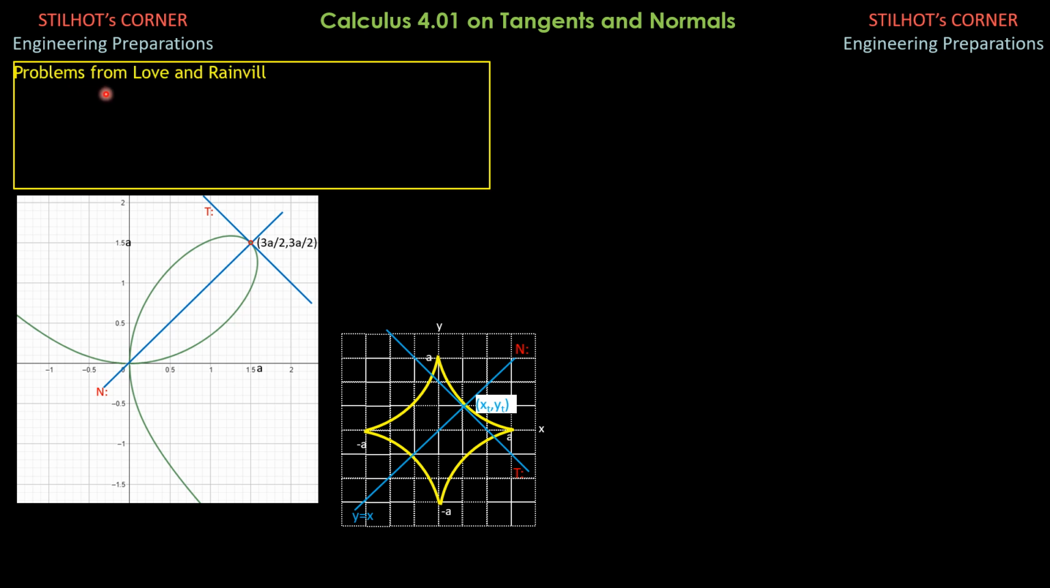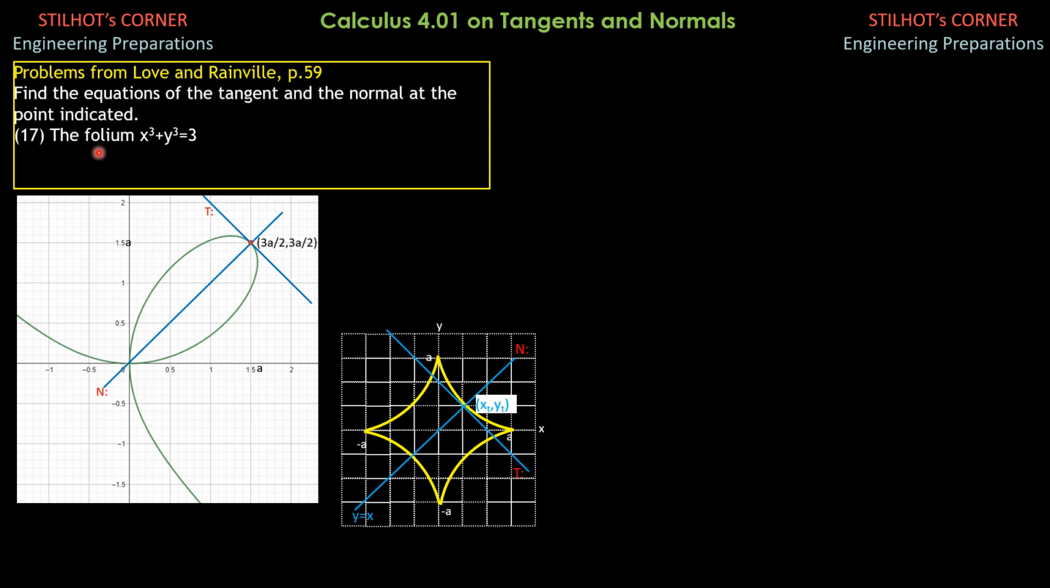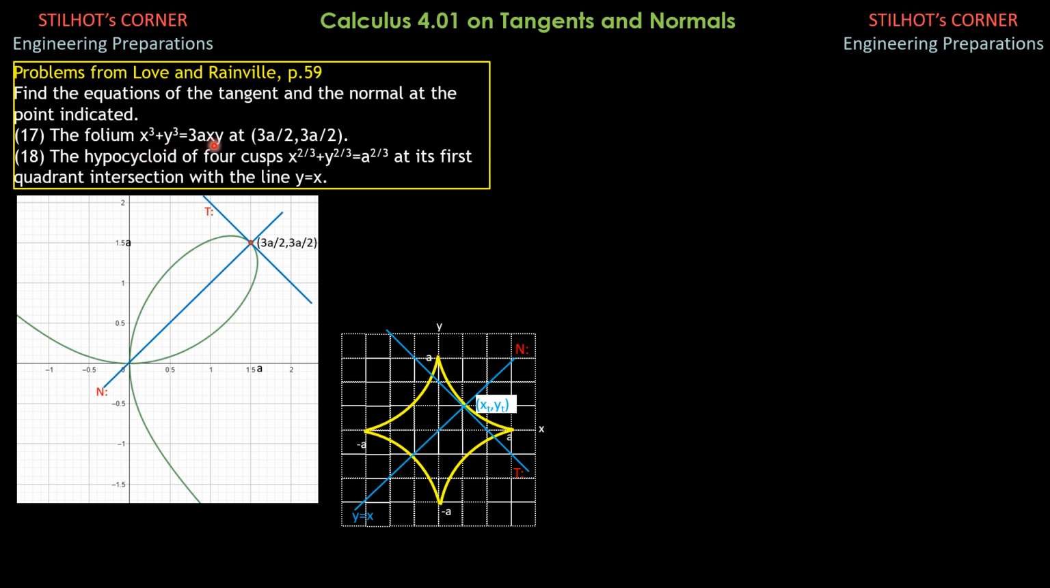So here we go. These two problems are taken from the book by Love and Rainville on page 59, problems 17 and 18. Find the equations of the tangent and the normal at the point indicated for the curve x cubed plus y cubed equals 3axy at (3/2 a, 3/2 a).